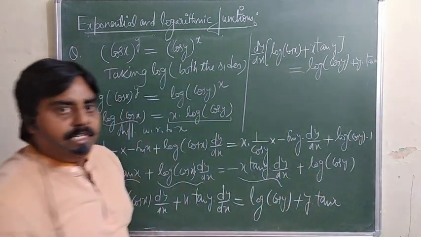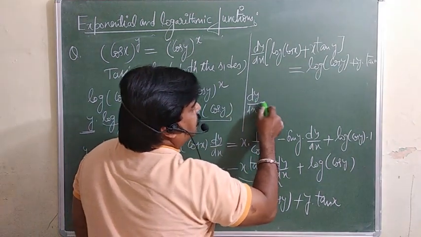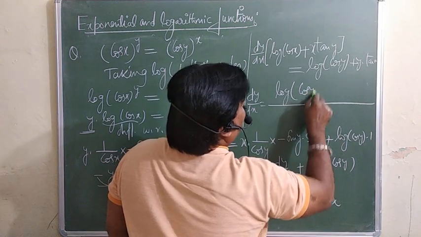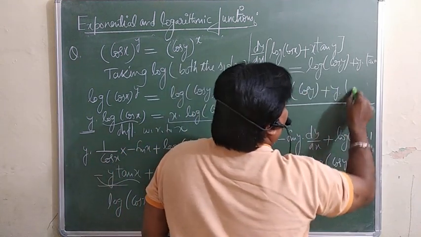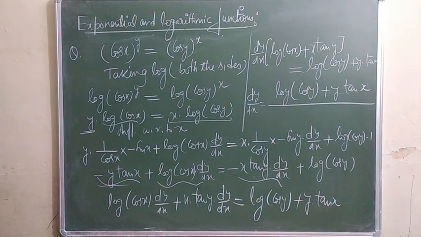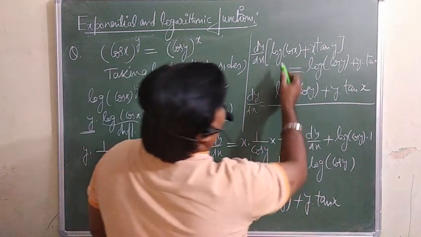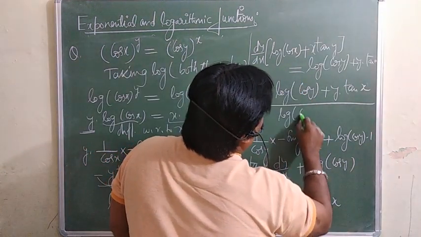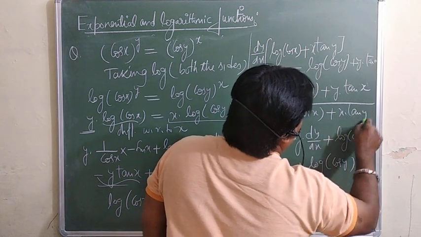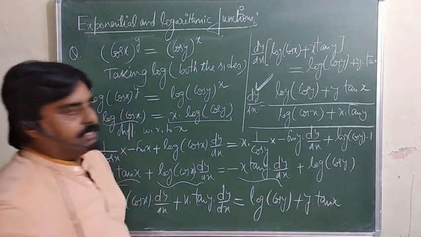But we are interested in dy over dx. So for dy over dx, you are supposed to simply divide. So this is log cos y plus y into tan x over log cos x plus x into tan y, and that is the value of your dy over dx. Have a look.